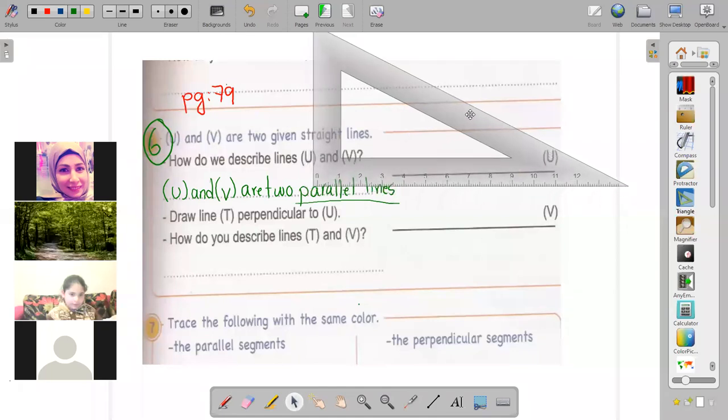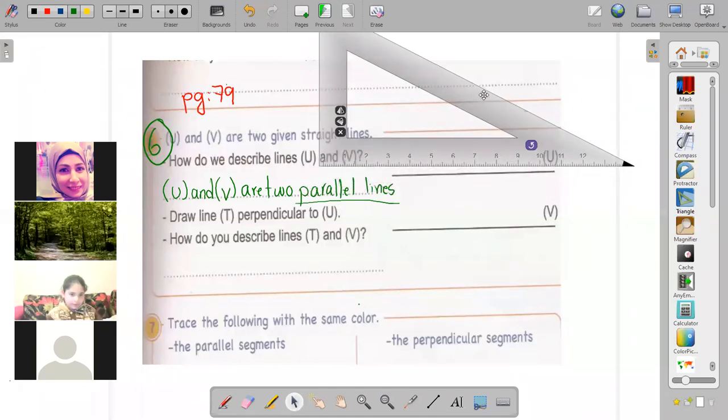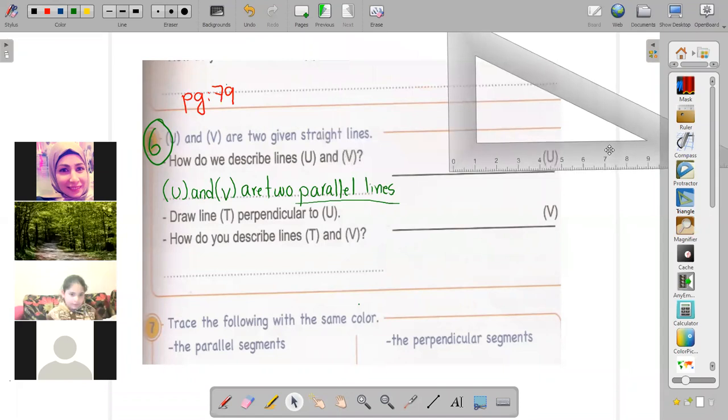And then the bottom of the set square should touch line U. Excellent. Why? Because we will draw a perpendicular to U. So the bottom of the set square should touch the line U. The right angle has to be on the line U. Okay, now what shall I do, ya Malak?